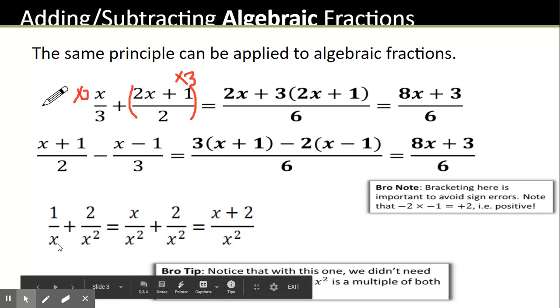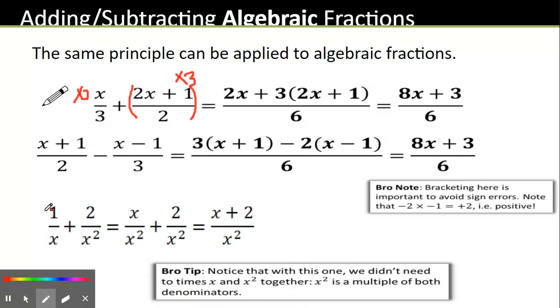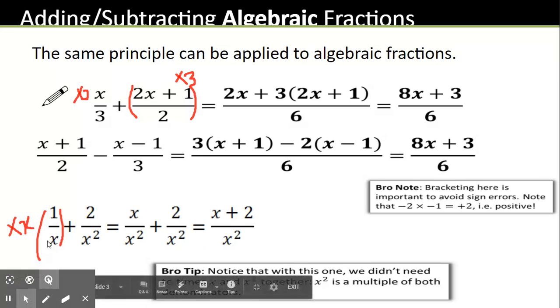In this question, we have the algebraic terms in the denominator. Now, to get the lowest common multiple, I would be multiplying 1 over x by just x, because x multiplied by x itself provides you x squared.